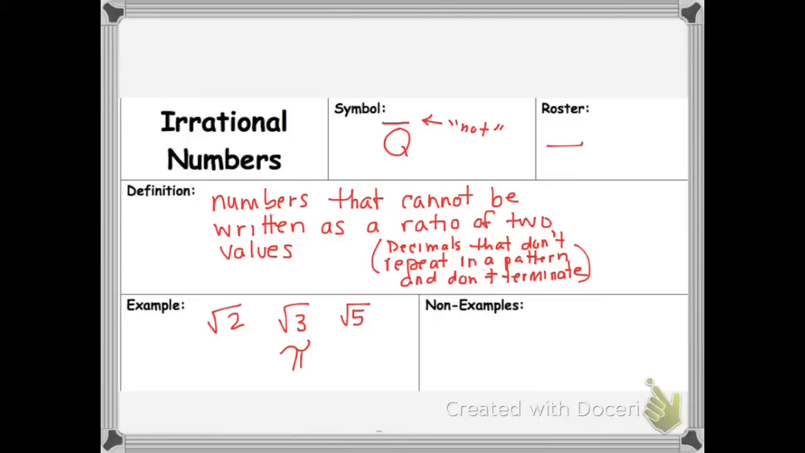Non-examples would be anything rational, like things that you can write as a fraction, decimals that stop, decimals that repeat in a pattern you can write as a fraction, so those would be considered rational, not irrational.